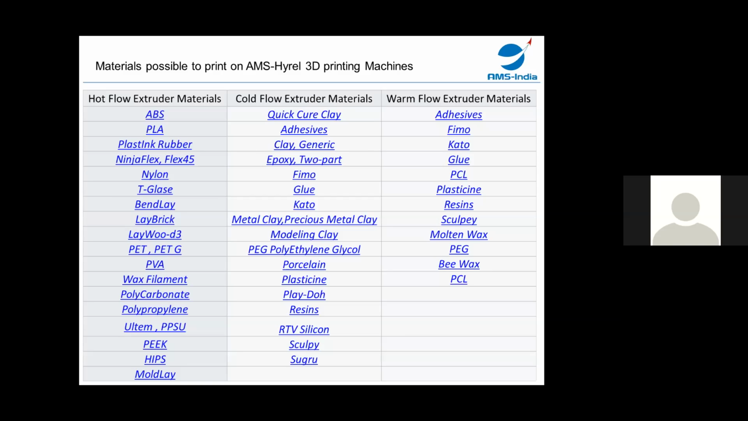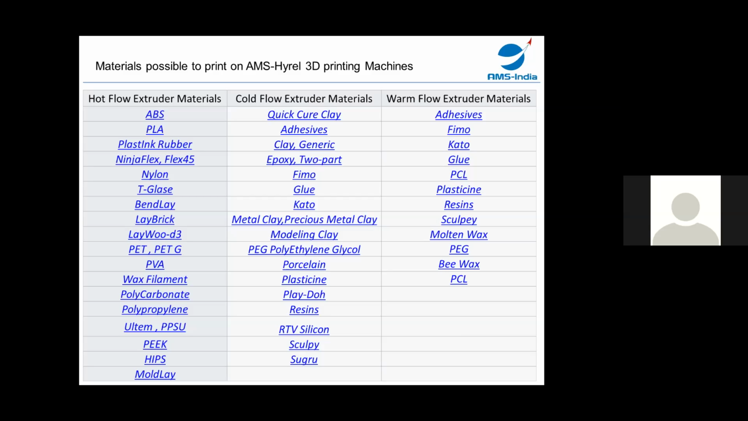And as I mentioned, some of the materials which can be made on this using the different types of heads that I mentioned were cold flow, warm flow, and hot flow. As you can see, with the hot flow extruder, we have different types of plastic filaments that can be printed. We have normal, low temperature plastics like ABS and PLA. Then we have engineering plastics like PVA, Laybrick, Laywood, etc., PETG or PVA, PCL, which are industrial grade plastics. We can also print high temperature plastics such as PEEK, PPSU or Ultem, which melts at nearly 415 degrees centigrade. All these types of plastics can be 3D printed on the machine with hot flow extruders.